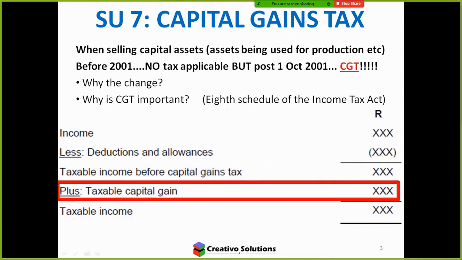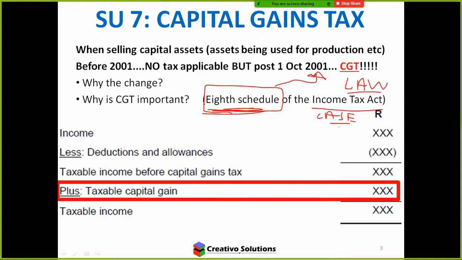Okay, I've just put a note here about the eighth schedule. Remember, it's new legislation. Back in 2001, this became legislation, and there's now an eighth schedule in the Income Tax Act. Remember with law, legislation, cases, all of that stuff, those things always change. Sometimes government can amend the rules, or add to the rules, or improve the rules. So this would be seen as an amendment, something that was changed or added to the actual Income Tax Act.